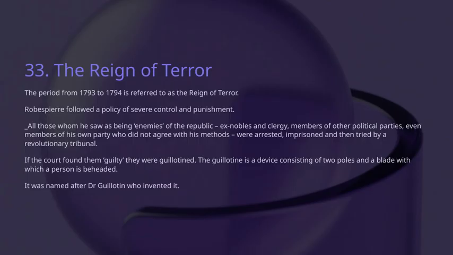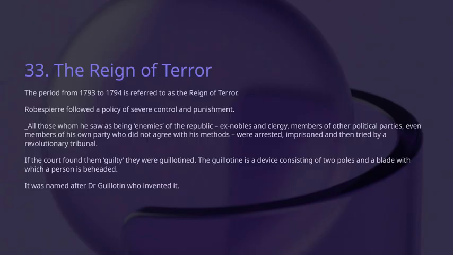These individuals were often arrested, thrown into prison, and then brought before a revolutionary tribunal for trial. The key point here is that the tribunals acted swiftly and severely. If the court found someone guilty, that person was usually guillotined. Now, the guillotine itself is quite a stark device, comprising 2 poles and a blade, used to behead individuals. It became a symbol of this tumultuous period.